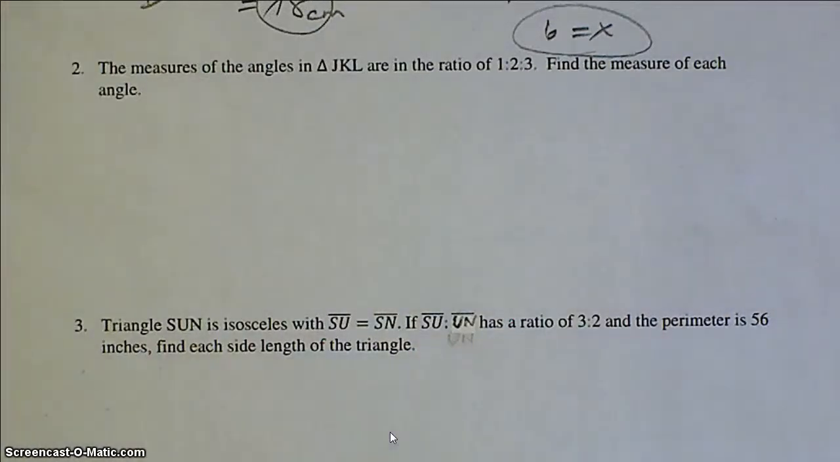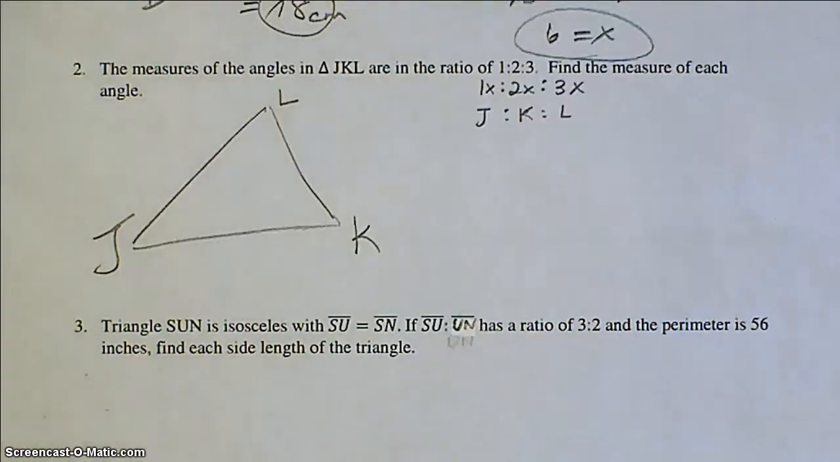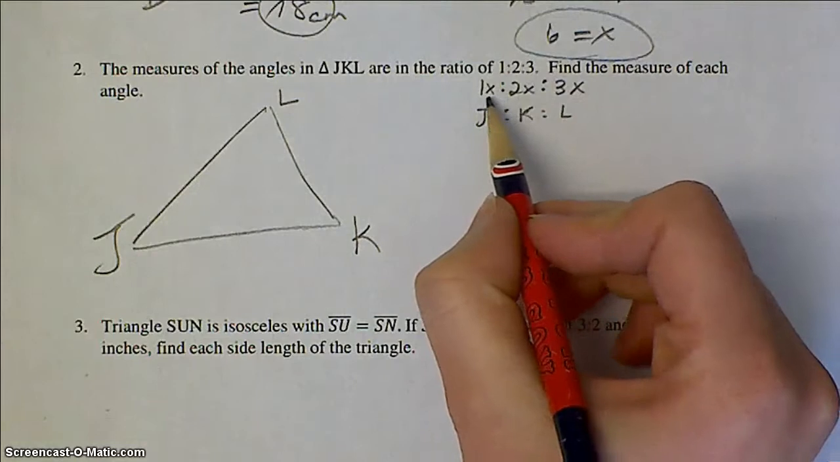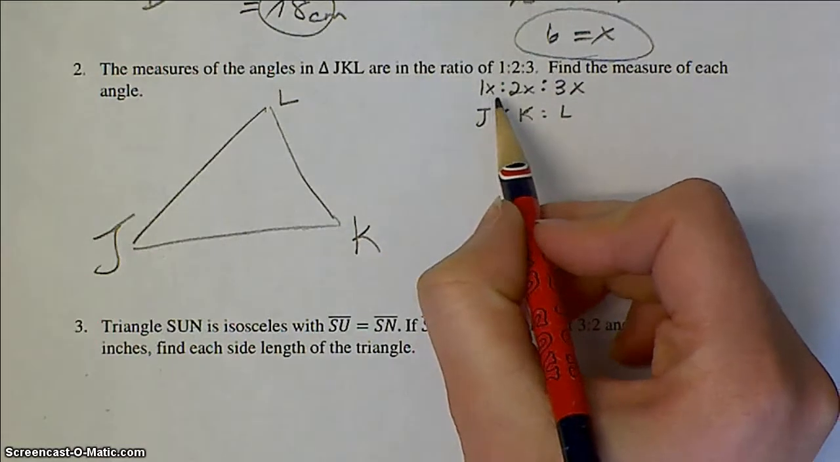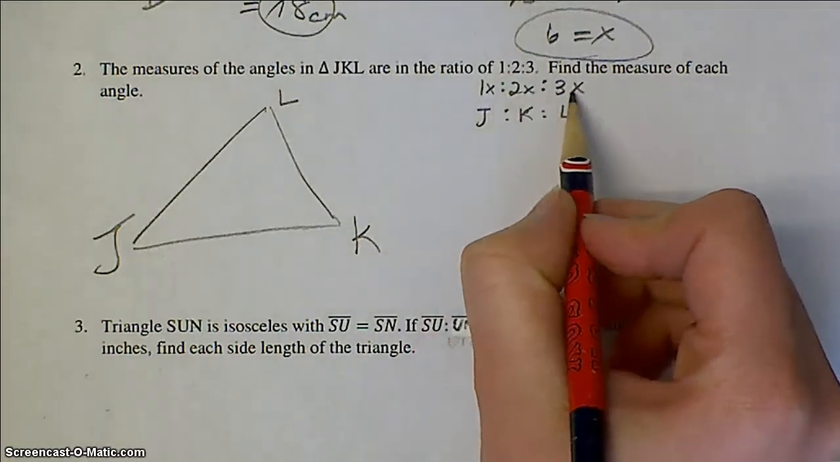It tells you that the measures of angles in a triangle are in a ratio of 1 to 2 to 3. Find the measure of each angle. So pause the video for a second, draw a diagram, see if you can get some ideas going. Okay, hopefully you have a triangle drawn with 3 angles labeled J, K, and L. And just like the last example, I'm going to use my ratio to compare values of x. So 1x to 2x to 3x.